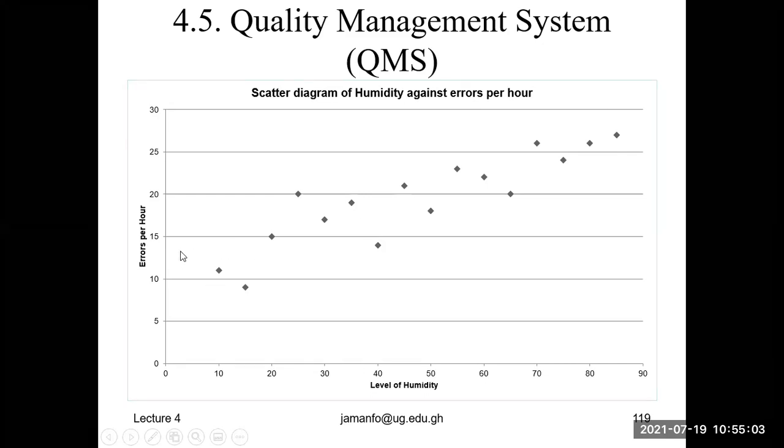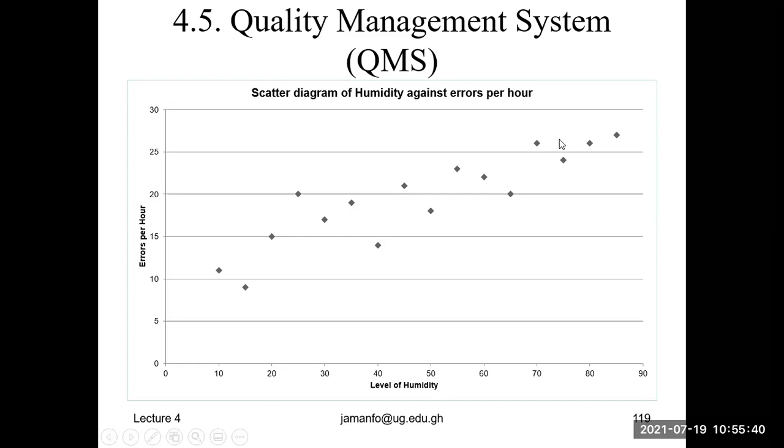In fact, we could have also observed something like this, the plot around this 15. Some will be above 15, some below 15. If the dotted points are in and around this bar and that bar, it means that the level of humidity doesn't really affect the number of errors per hour.